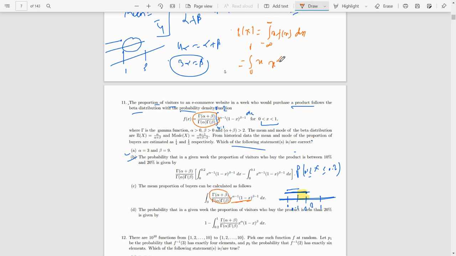It's x to the power alpha minus 1, times 1 minus x to the power beta minus 1. So this would be x to the power alpha, because of the extra x. But you can see that this particular thing is x to the power alpha minus 1 and 1 minus x to the power beta. It should be x to the power alpha if you are trying to find the mean, because there is one extra x. So obviously this option is not correct. This is not the mean proportion of buyers.